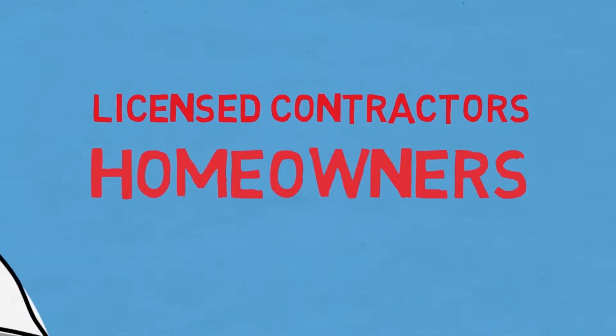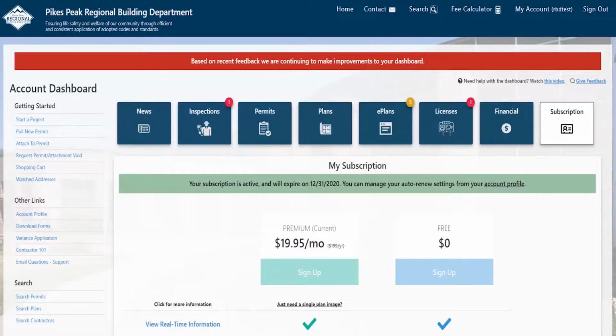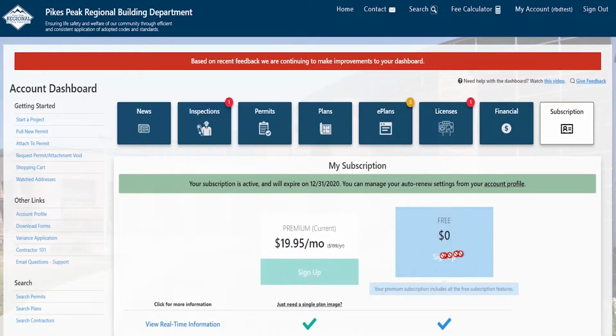Plans can be submitted electronically by licensed contractors, homeowners, or licensed design professionals. The types of plans you are able to submit will depend on the type of web account you have, the types of work you are licensed to do, if a contractor, and the jurisdiction the project is located in.